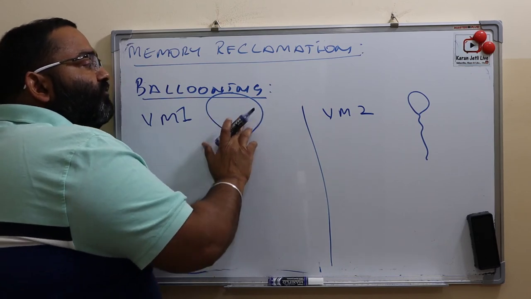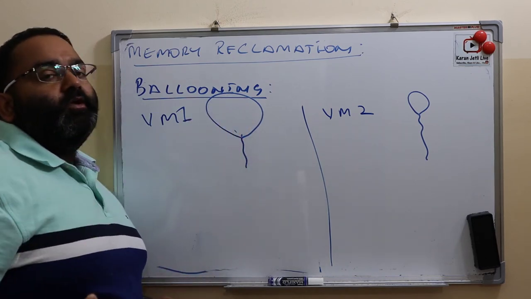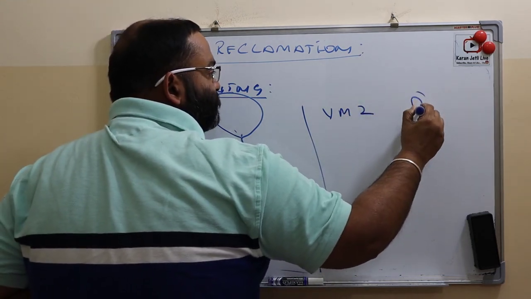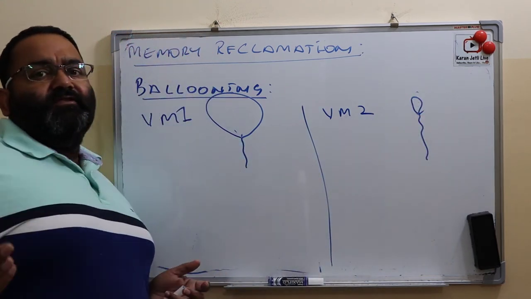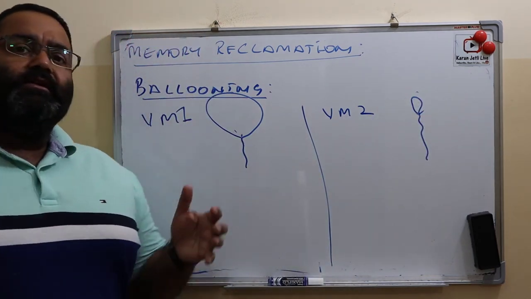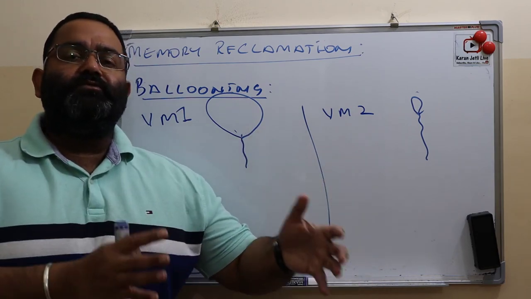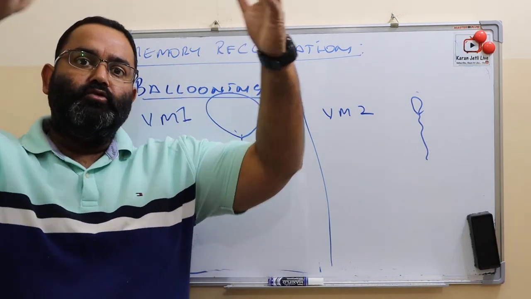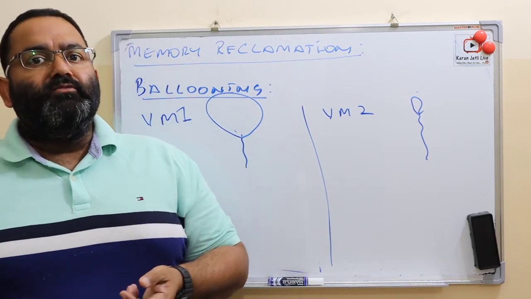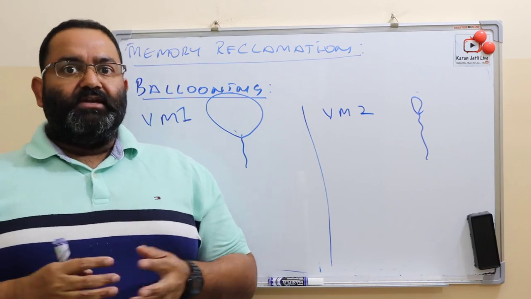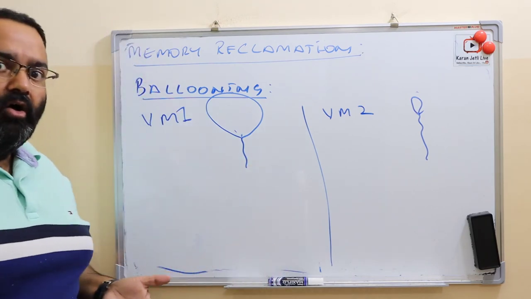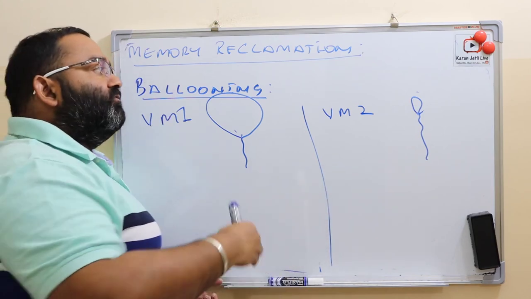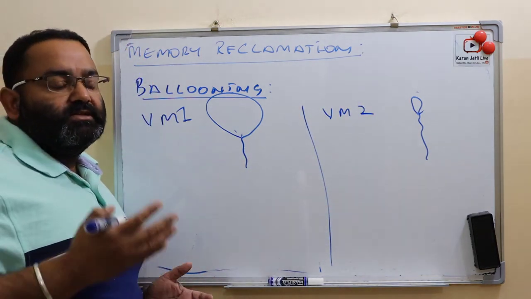If more pages are deallocated from a virtual machine, then the balloon deflates. Basically, what is ballooning? There is a balloon module attached with each virtual machine. If more pages are allocated to that machine, the balloon inflates. If the pages are removed, the balloon deflates. Now, how does ballooning help us in deciding which less important pages to give away to the other virtual machine?